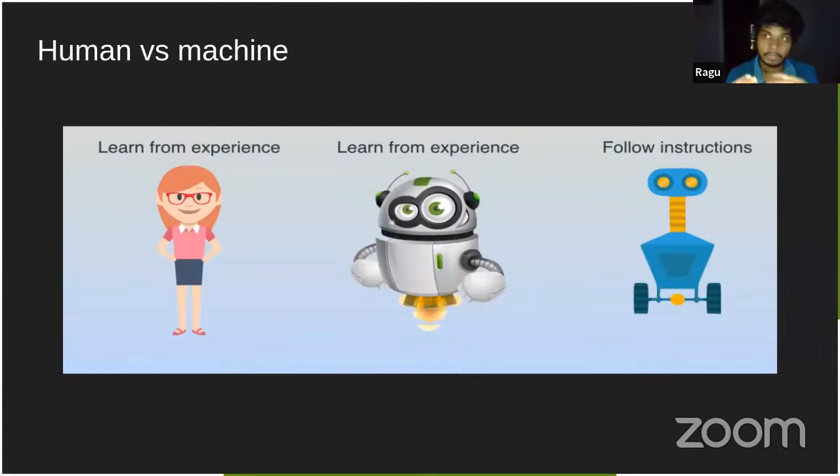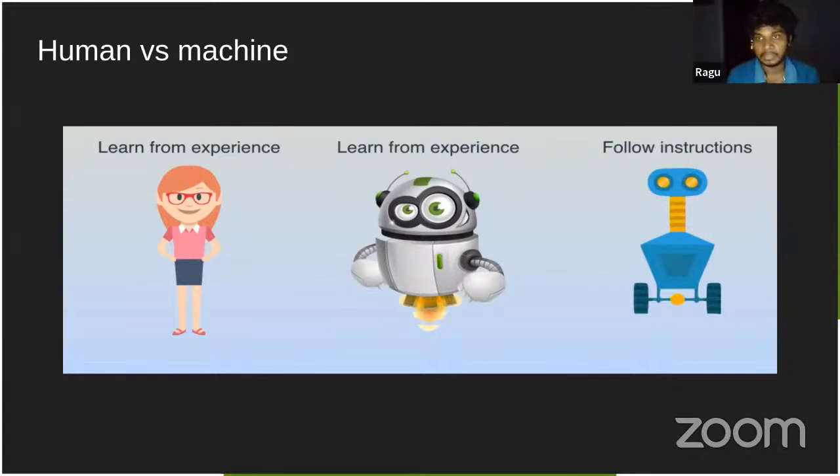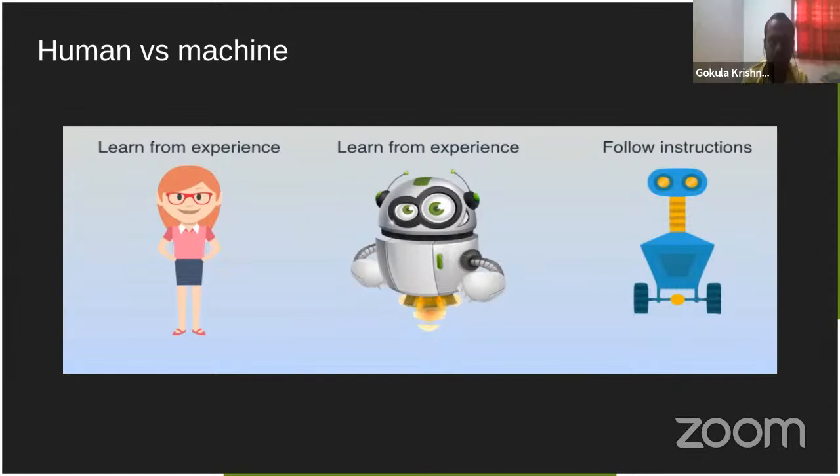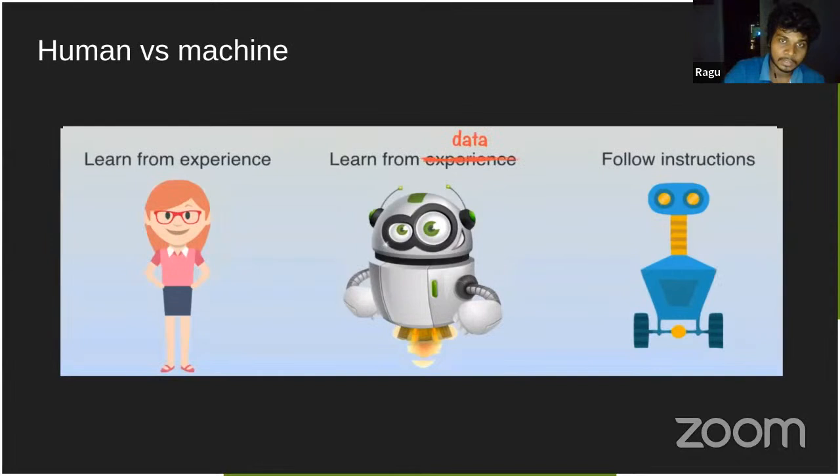But how a robot works, we give a set of instructions to follow, and we tell them do this if this is the condition, do that if that is the condition. So this or that, like an if-else statement. Okay. So then how does an AI work? It also learns from experience. But what is that experience? It doesn't have experience as we humans have. It's something known as data. So for AI, data is what it gets as an experience, and it learns from that and solves the problem which we are trying to solve.